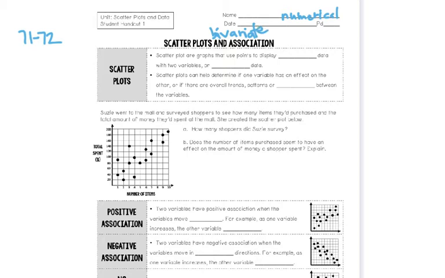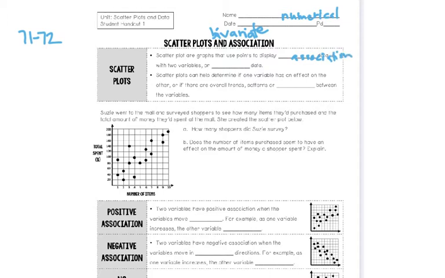Scatter plots can help determine if one variable has an effect on the other, or if there are overall trends, patterns, or association between the variables. So fill that in there.